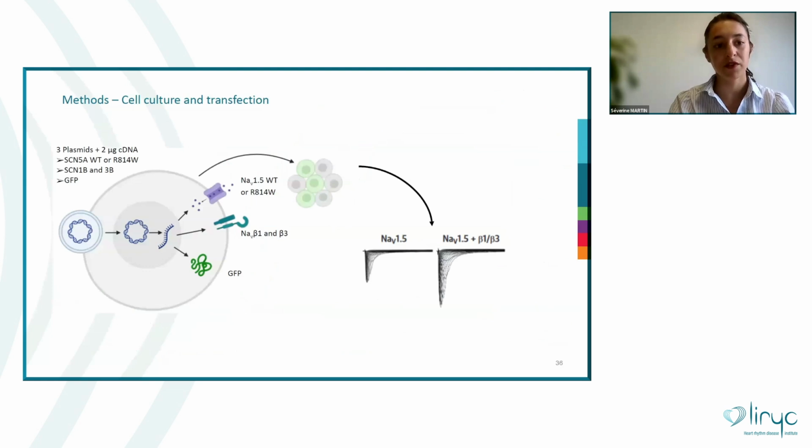So in order to characterize the impact of the mutant channel, they continued the transfection of cells with, this time, a plasmid coding for the SCN5A wild type gene, the wild type channel, or the mutant, the variant channel, the R840W, and with SCN1B and 3B and GFP another time to recognize transfected cells. They also did a patch clamp characterization.